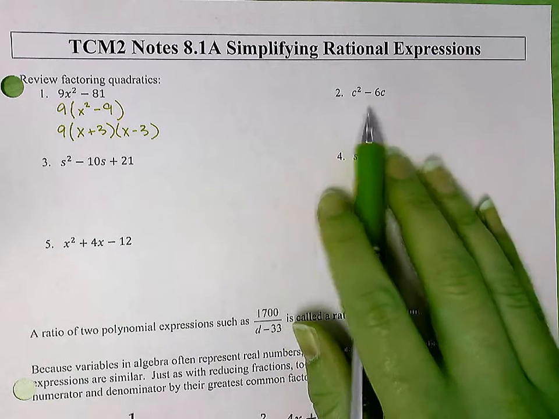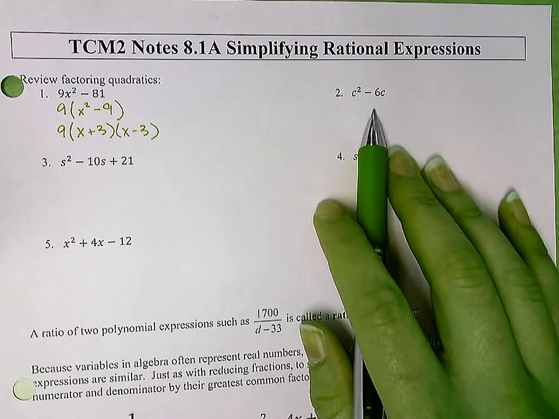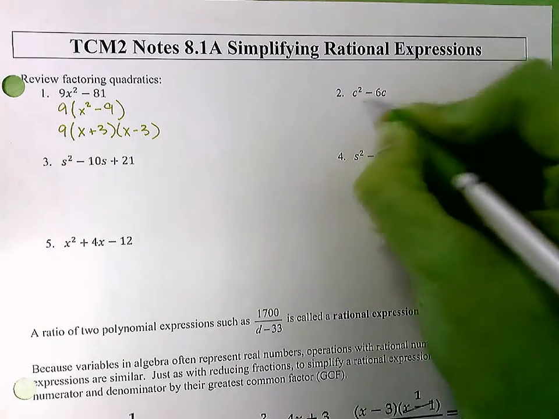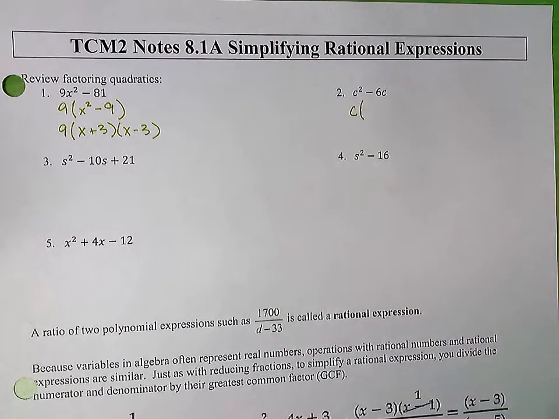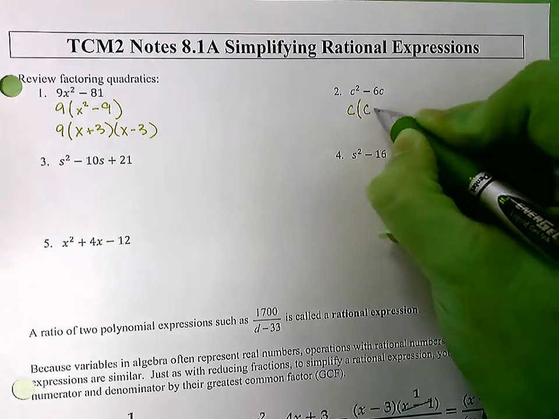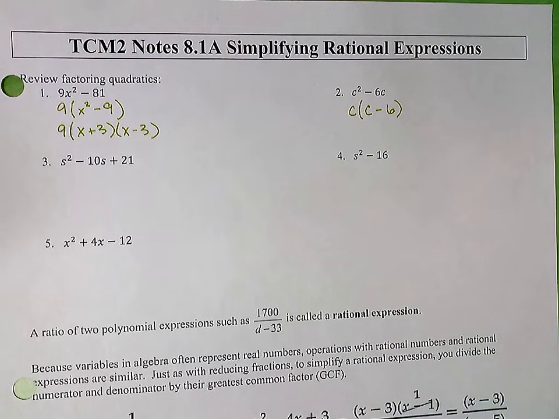Number 2, again, my first step is to find common factors and take them out. They have a common factor of c. So when I take c out, I'm left with c minus 6. Okay, and that would be your factored form.